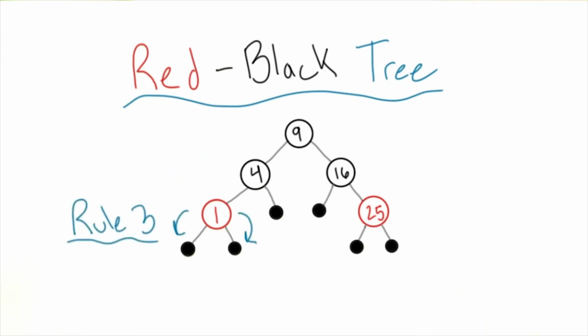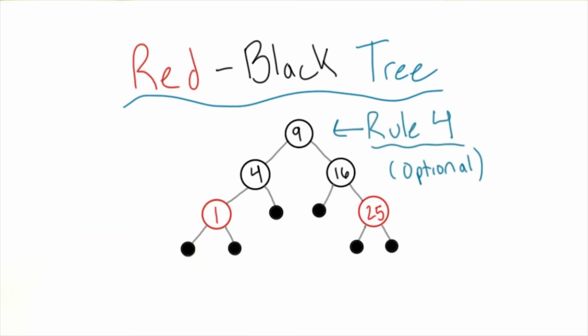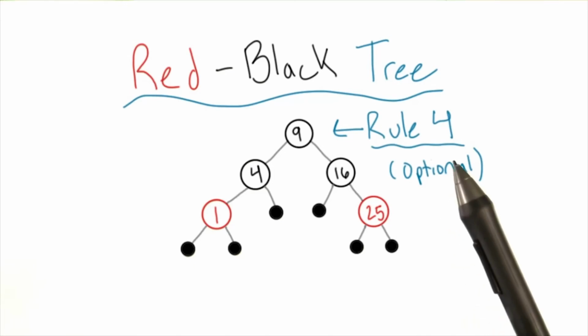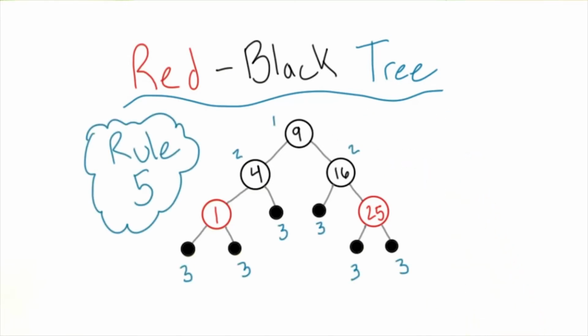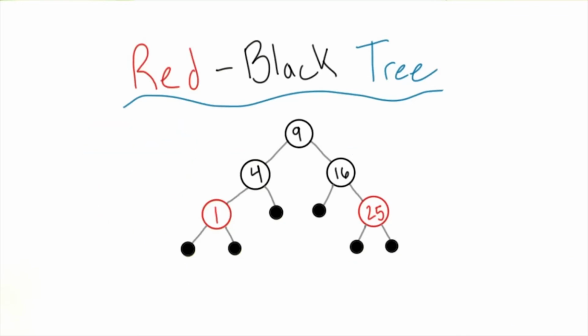Next, if a node is red, both of its children must be black. There's an additional optional rule: the root node must be black. Lastly, for the rule that makes these trees actually useful, every path from a node to its descendant null nodes must contain the same number of black nodes. We'll see these rules in action when we talk about inserting. For now, know that these rules, and the last one in particular, assure that the tree never gets too unbalanced.